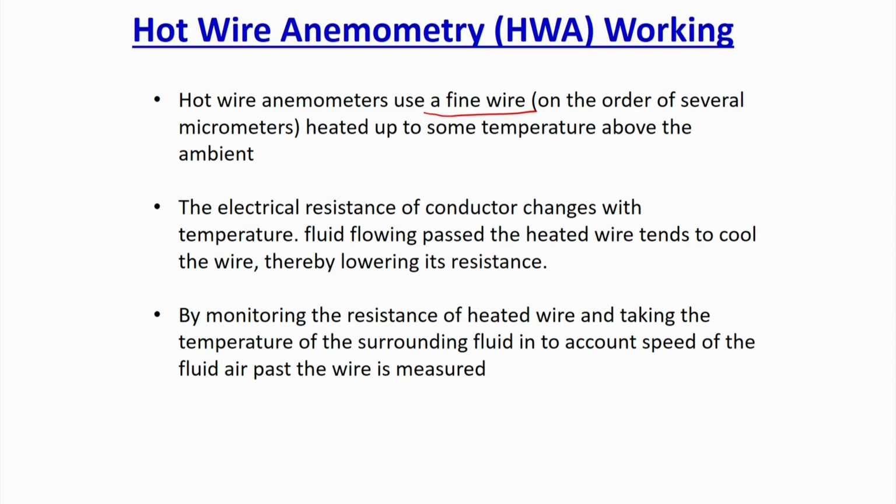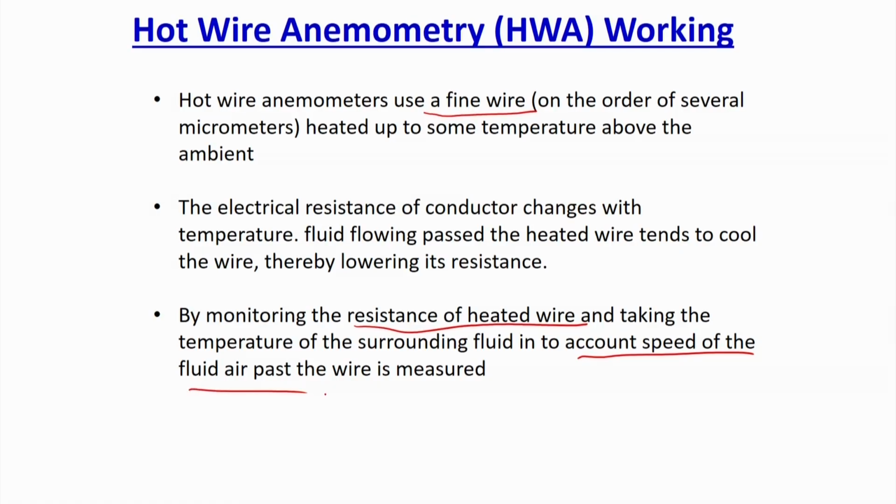And once you put that wire in a flowing fluid, what will happen? Because of the convective heat transfer, the fluid will try to cool the wire, and because of that there will be a change in the resistance, the resistance will be reduced, and because the resistance is reduced, the current distribution will change. So by monitoring that resistance change of the heated wire and measuring the surrounding fluid temperature, we can see how much resistance change has taken place, and you can calculate the velocity of the fluid. That is the basic principle used in hot wire anemometry.